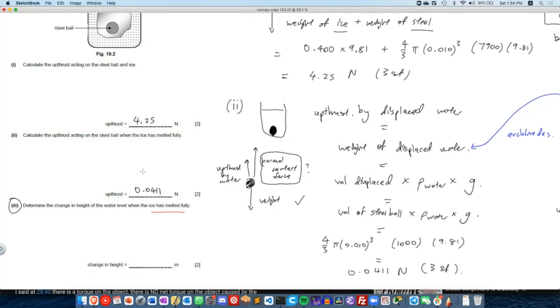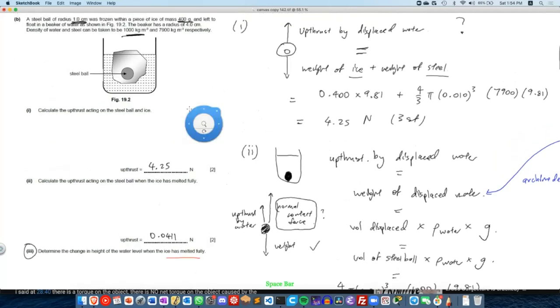So now let's go on to the hard part. The hard part is understanding the change in the height of the water level when the ice is fully melted. It may seem hard because there are quite a lot of processes going on here. Firstly, when the ice melts, the steel ball will sink to the bottom, and then there'll be this additional normal contact force.